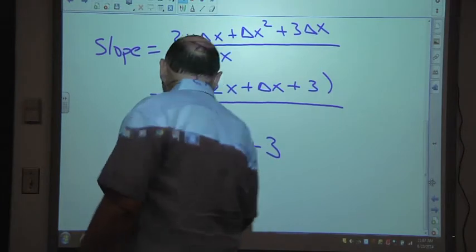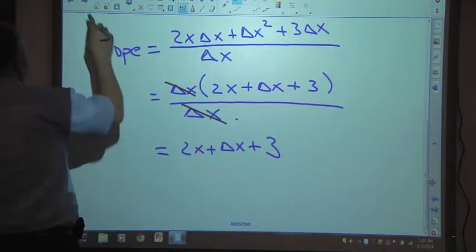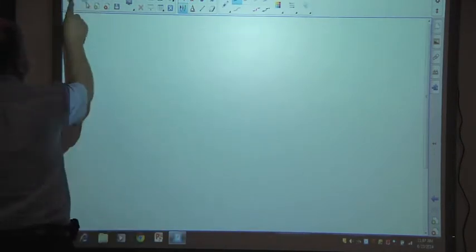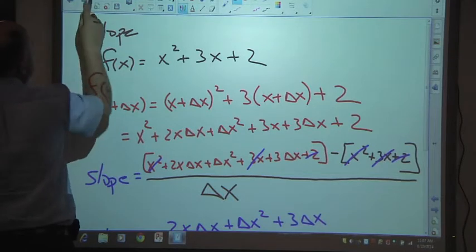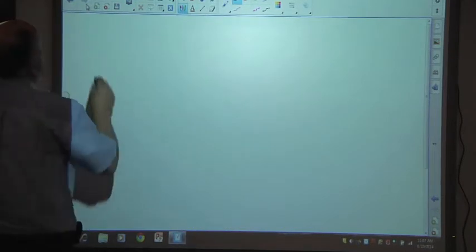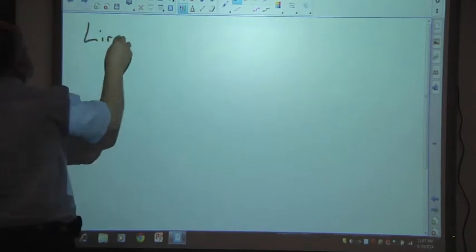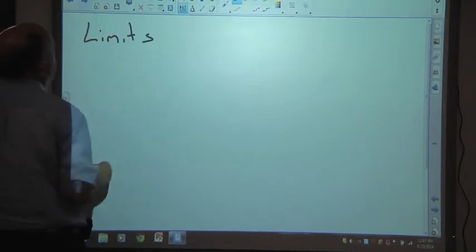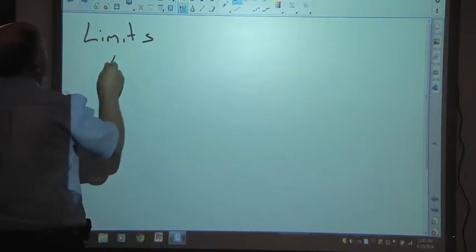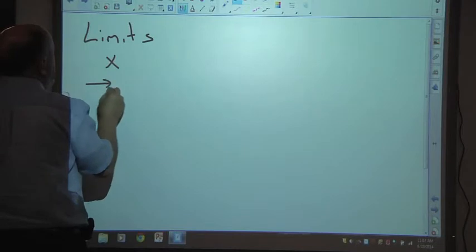Well, we look at an equation, and let's say we want to know, well, what happens when we get to a certain point? And so we can get to what are called limits. So, for example, let's say I want to know what value does this take on.